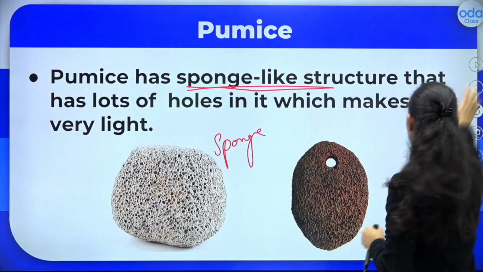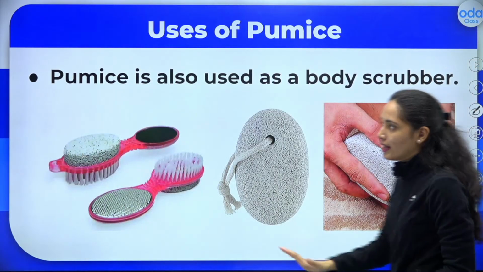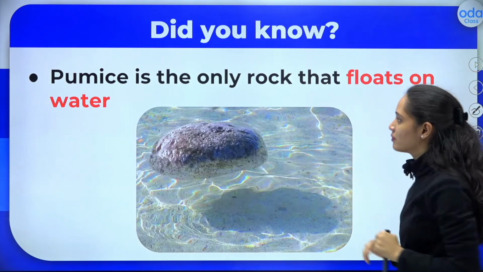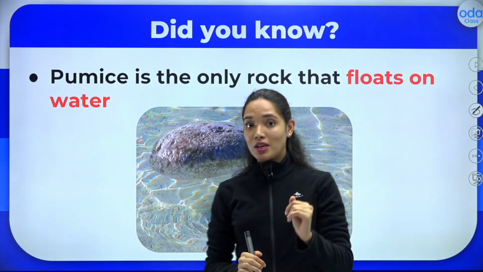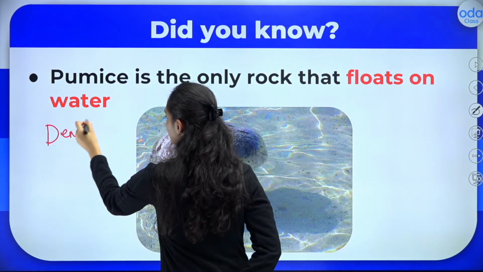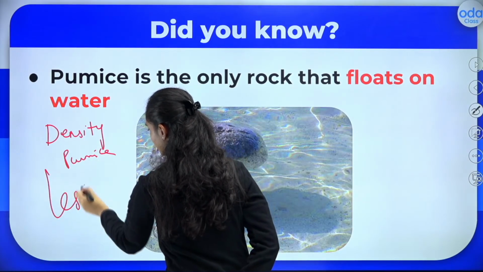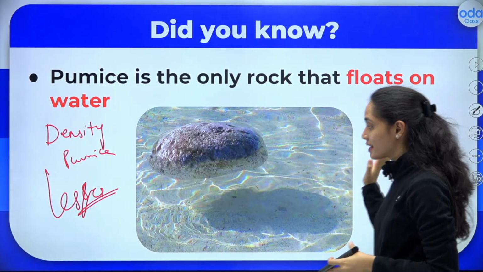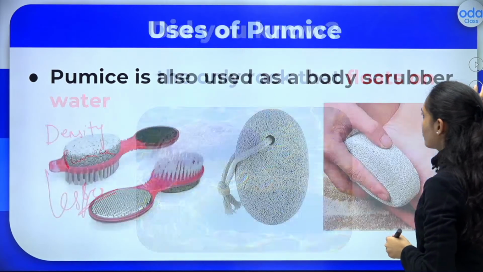And students, let me tell you, pumice is the only rock which can float in water. Okay? Pumice is the only rock that floats in water. That means the density of the pumice is lesser than water. The heaviness, okay? Here in case of pumice, water is comparatively heavier than the pumice. So therefore, pumice is the only rock that floats in water.